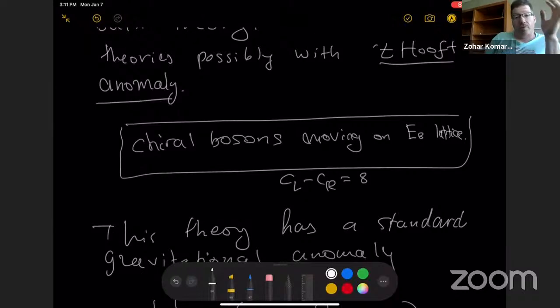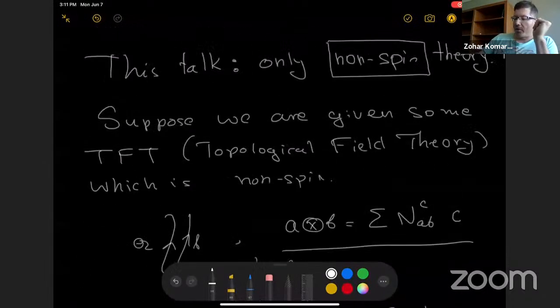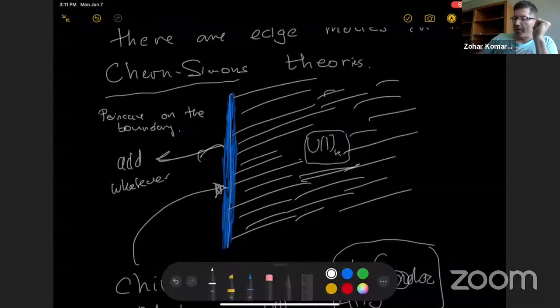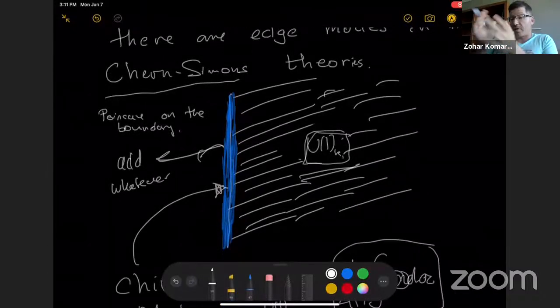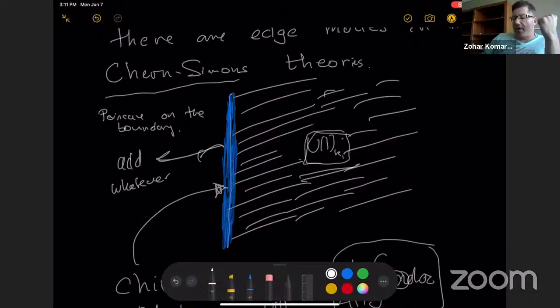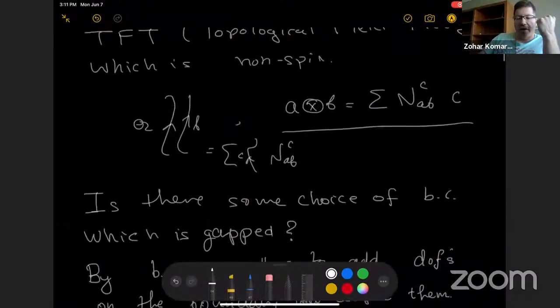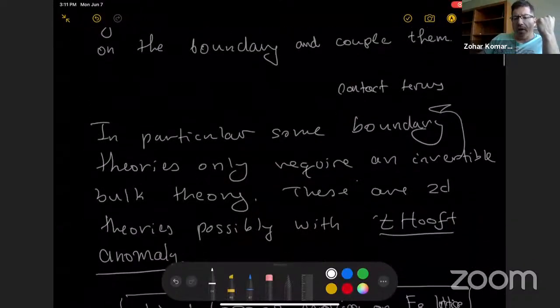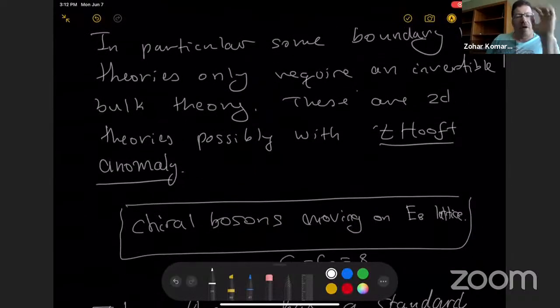If, for example, the boundary has a single chiral boson, it requires a topological filter in the bulk. So for instance, if you want to understand the single chiral boson on the boundary, you must put U(1) level K in the bulk, for instance. But if you want to put bosons moving on the E8 lattice, chiral bosons, you do not need to put anything in the bulk, just a contact term.